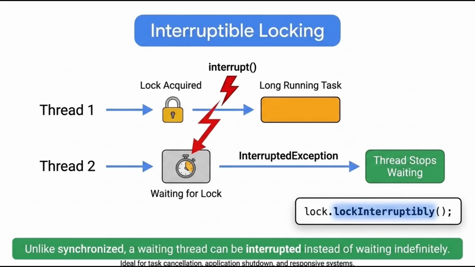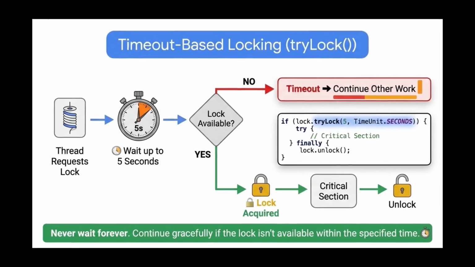With the lockInterruptibly method, the waiting thread can be interrupted. Instead of waiting indefinitely, it immediately throws an InterruptedException and can safely stop or perform another task. This makes applications much more responsive.